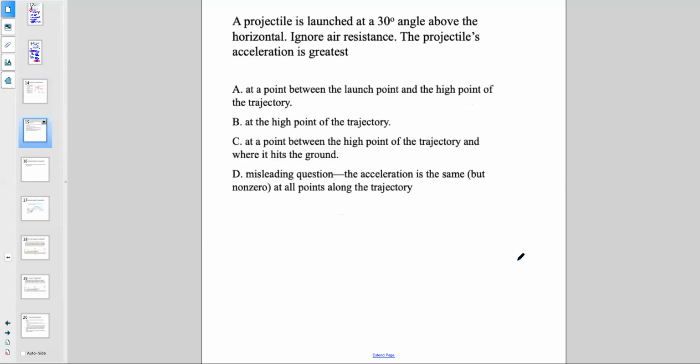Okay, so let's take a look at this example. The projectile is launched at a 30-degree angle above the horizontal. Ignore air resistance. Okay, that's what I'm going to do. Even if you don't tell me, I am going to ignore the air resistance for this course.